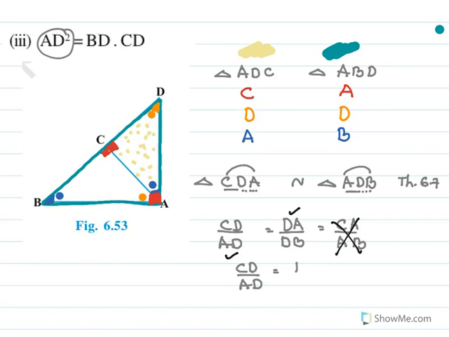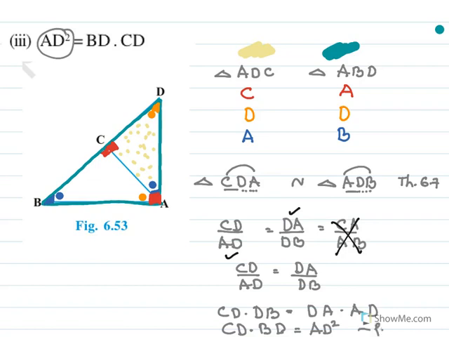CD over AD equal to DA over DB. Now we cross multiply, so we have CD into DB equal to DA into AD. So my CD, DB I can write as BD, and this is DA into DA which is DA square, and I have proved.